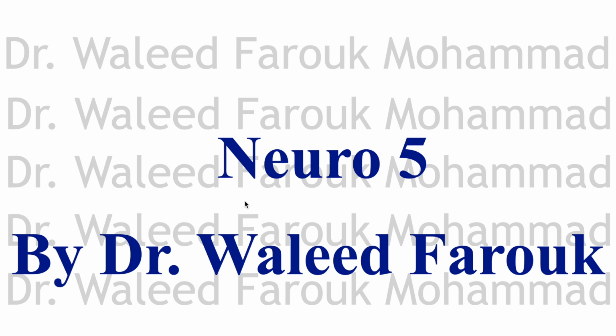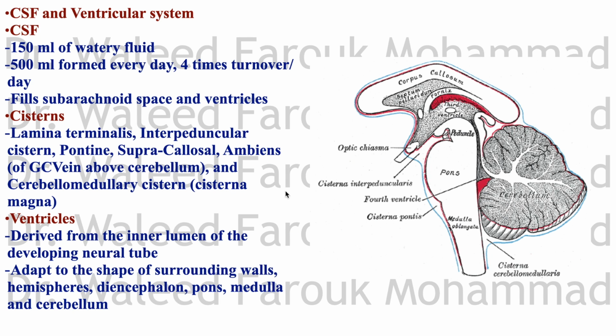In this lecture we'll discuss the CSF, so let's start. The CSF volume averages around 150 milliliters of watery fluid, but turnover is 4 times a day. So it's formed 4 times a day, so that's around half a liter formed every day. And of course it fills the subarachnoid space, the cerebral ventricles, and the central canal of the spinal cord.